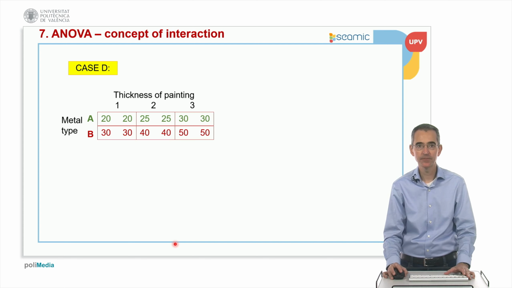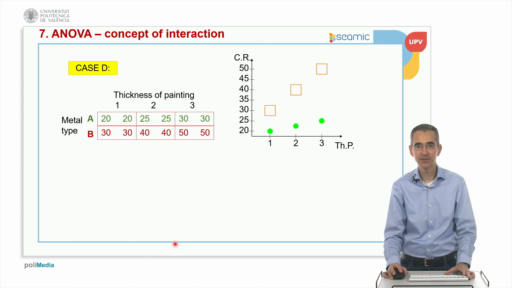Then in this other example, it's more or less similar, but if we represent it graphically, we can see how the slope of the lines is not the same. It means that when I am in thickness 1, the effect of changing the metal type is 10 units. When I change from A to B, on average, I have 10 units. But when I am in thickness 2, when I change from metal type A to B, the difference is 15 units, and here the difference is 20 units. So the effect of metal type depends on the level of thickness of painting. That means that there is interaction.